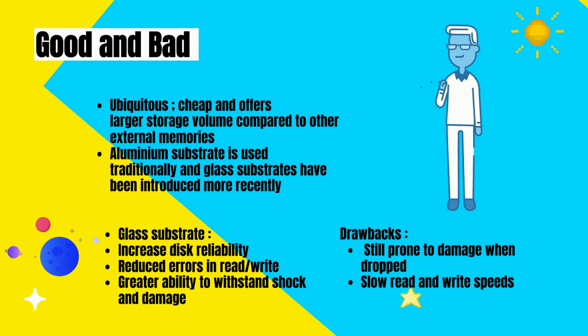Magnetic disks do have their ups and downs. The good thing about them is that they aren't expensive because they are relatively easy to find. They can also store a larger volume of data compared to its alternative solutions. Plus, glass substrates have recently been used to replace the weaker aluminium substrates used traditionally, which makes the disks less prone to errors in reading and writing, more reliable, and more durable towards shock and damage than previous iterations. But they are still able to be damaged when dropped, and have slower read and write speeds, which overall make them less compelling than other secondary memory options.